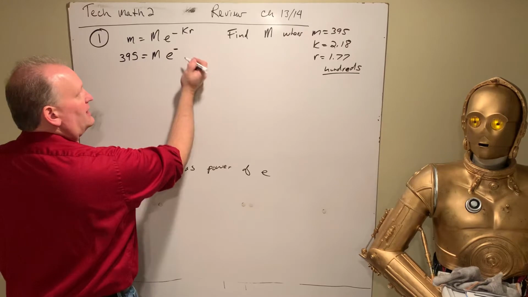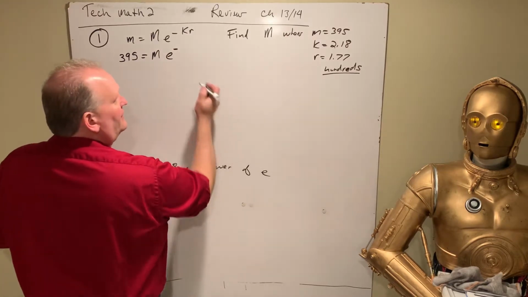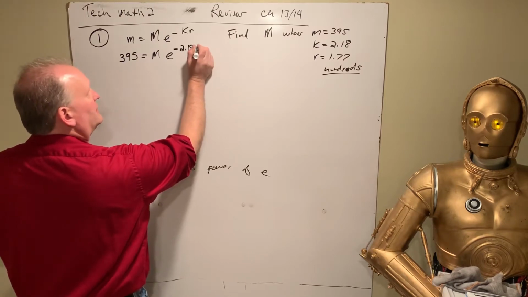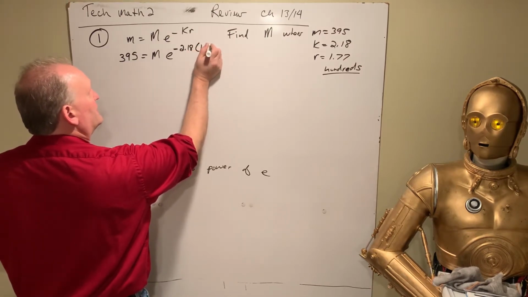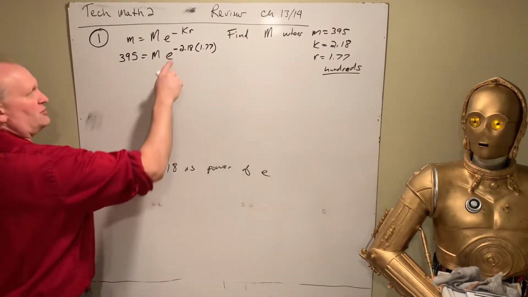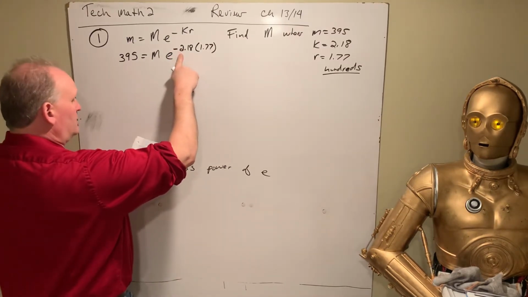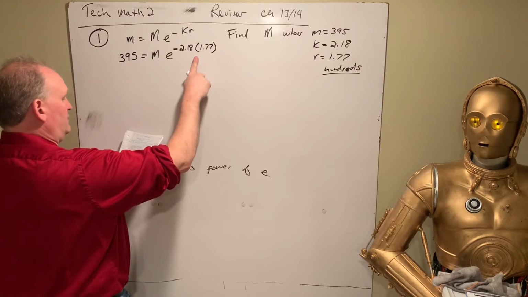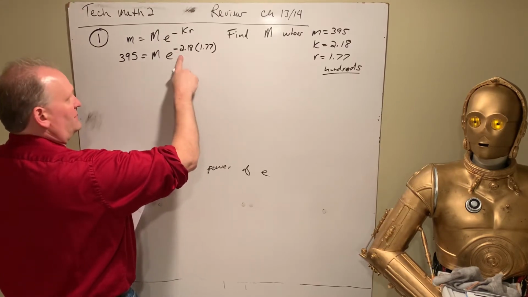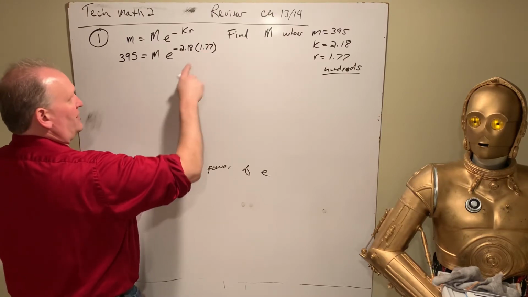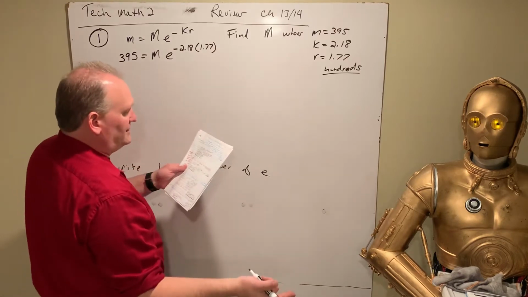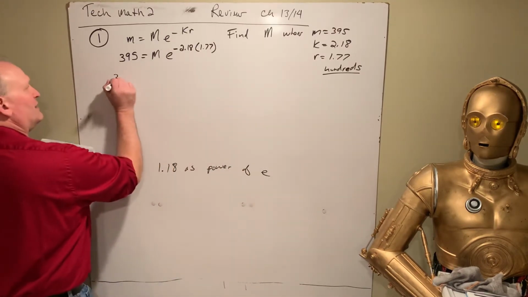e to the negative 2.18 times 1.77. And so if you wanted to flex your algebra muscles, you could just put this into your calculator. I think that's what I did, actually. I just did negative 2.18 times 1.77 and then did e to the answer and got that. That's probably the easiest way. That's what we'll do.